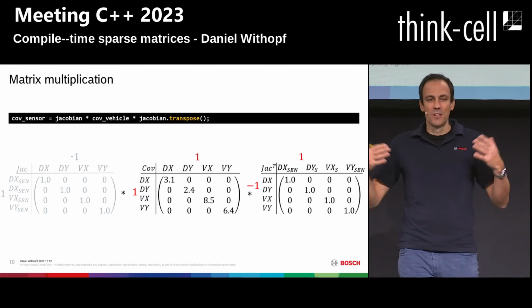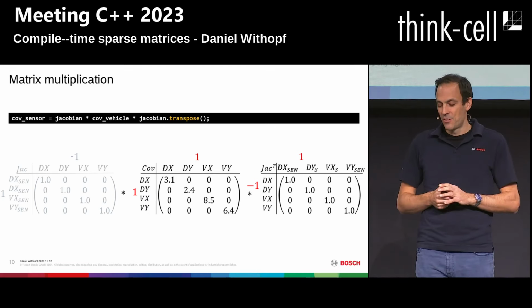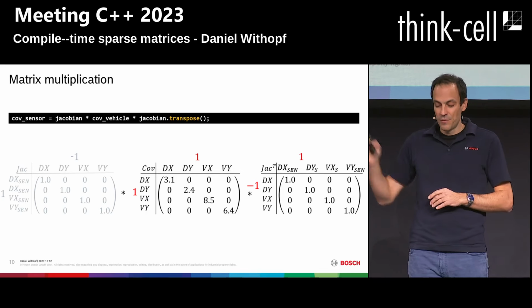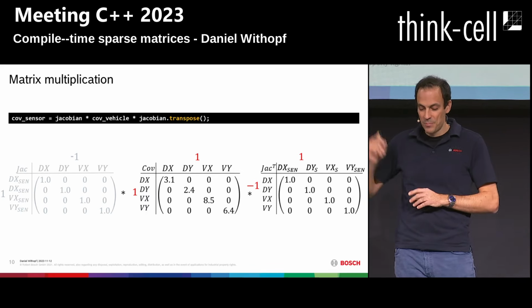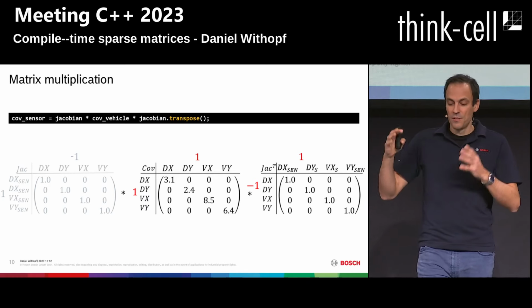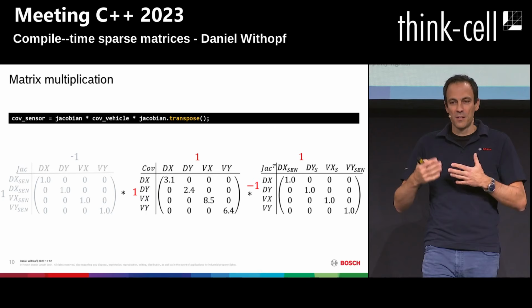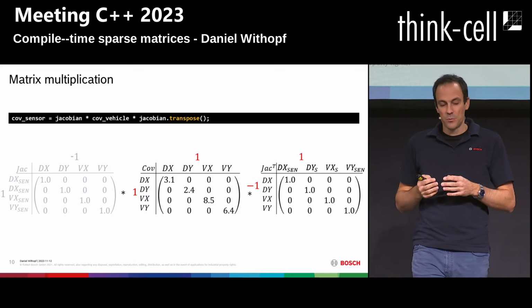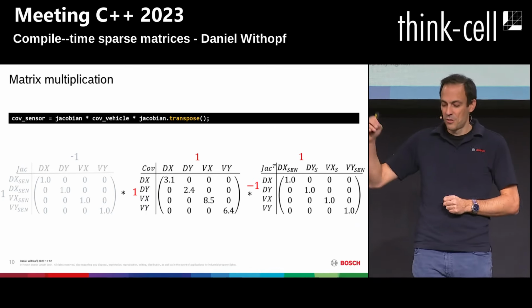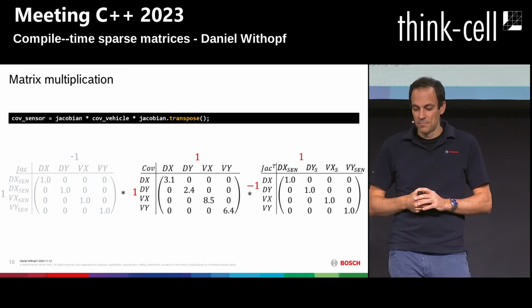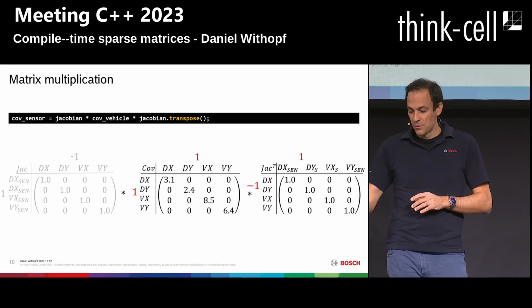Good, this is the last slide from my previous talk. This visualizes how the checks in the matrix library are done. So we have our C++ statement up here, where we have a covariance in vehicle frame on the right-hand side, and we try to do a change of basis operation by multiplying it with a Jacobian from the left-hand side and a Jacobian transposed on the right-hand side. And what that looks like is visualized at the bottom of the slide.